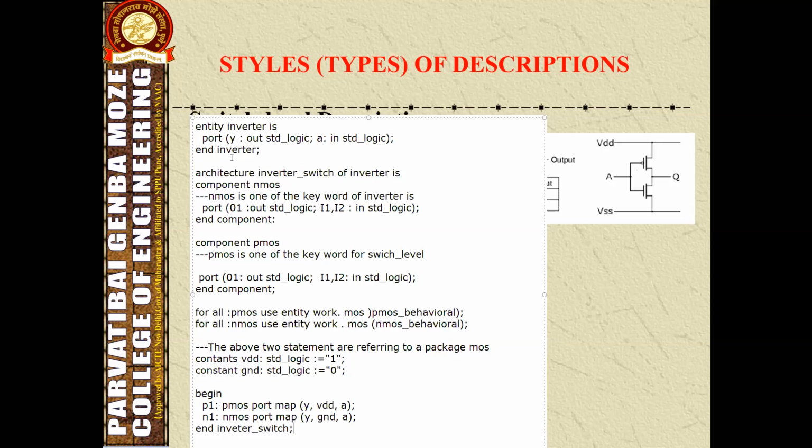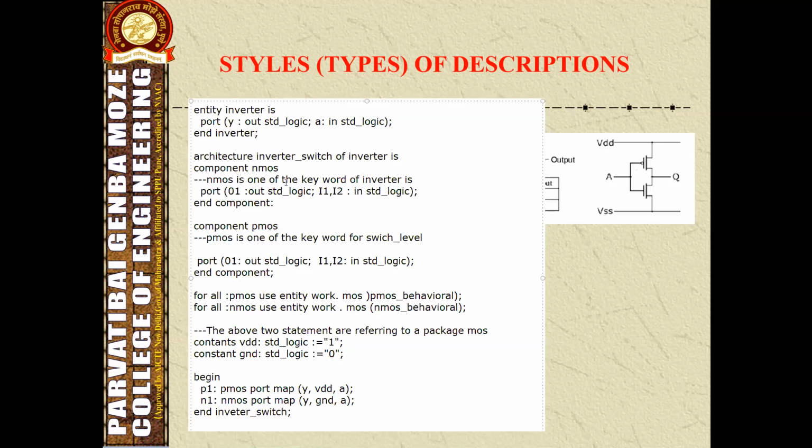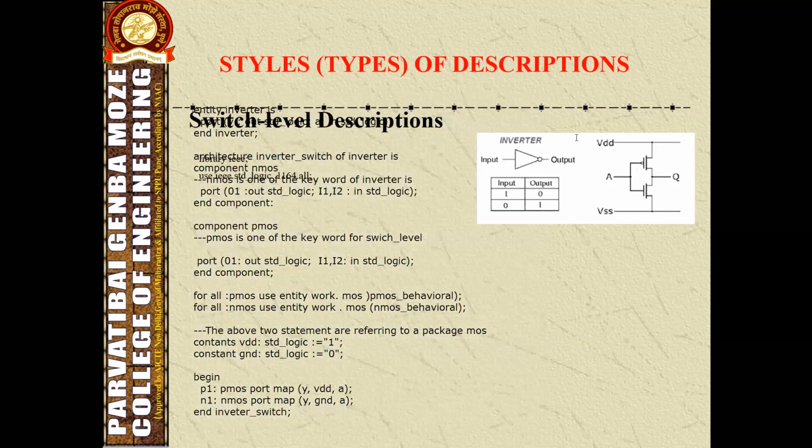Here, in the last description, the structural description, we referred to the components, which gates we are going to use. That kind of description we have seen. But here in the switch level description, we are going to refer to the transistors. We have to provide all the details about the transistors we are going to use in our design circuitry. So this is our inverter operation. Here, two transistors are used, NMOS and PMOS.